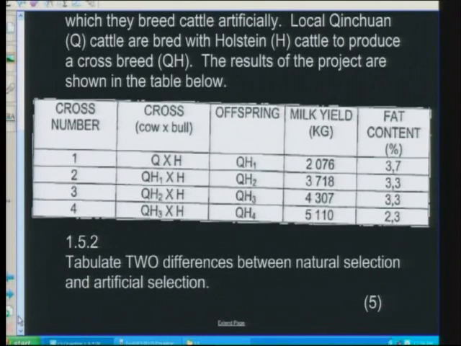Tabulate two differences between natural selection and artificial selection. I'm not going to write it down. I need for you to think about this. Natural selection is when good traits are passed on to the next generation naturally. And the good trait then assists that organism to survive and increases their chances of survival so that they in turn are able to pass those good genes on to the next generation. And that is how natural selection takes place. It's for survival of the fittest. And when the fittest survive, they pass those traits on to the next generation.